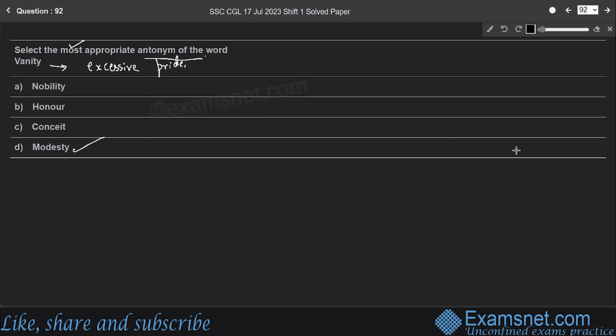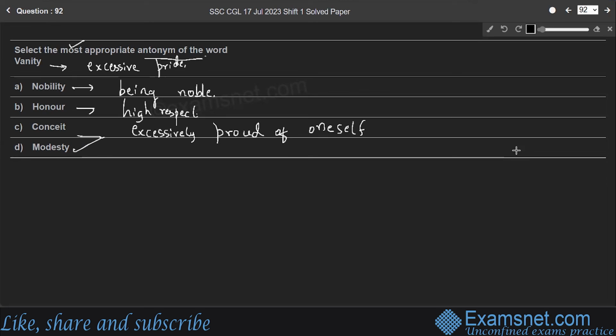Modesty is the antonym of vanity, whereas the remaining words: nobility means the quality of being noble in character. Whereas honor means high respect or great esteem. Whereas conceit means excessively proud of oneself. Therefore, antonym of vanity is modesty.